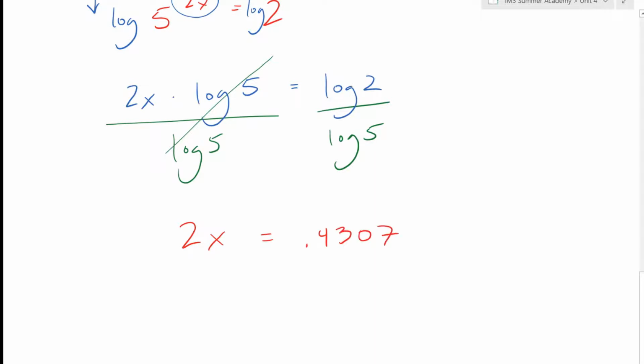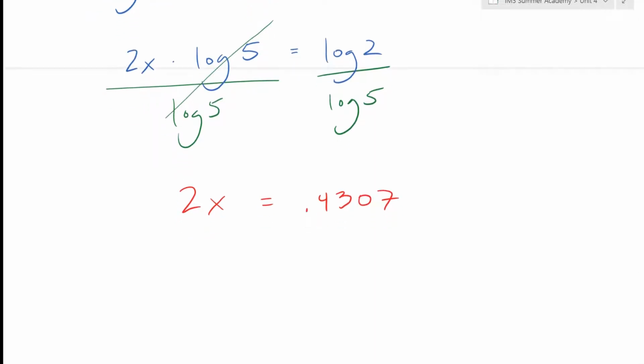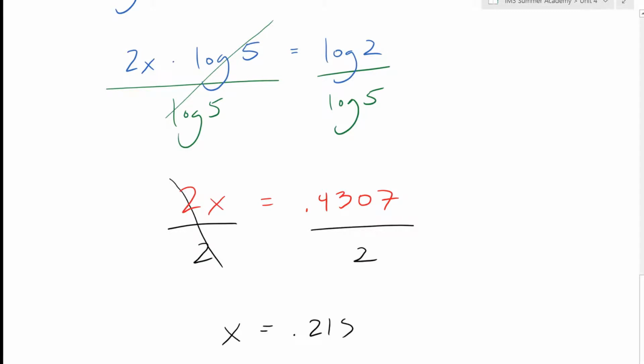0.4307. And finally divide both sides by 2. And let's see what that comes out to. Getting a 0.2153.